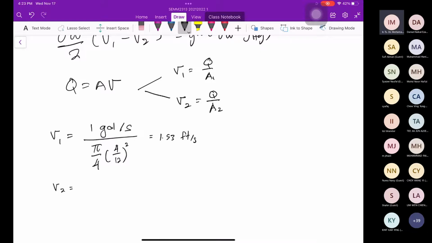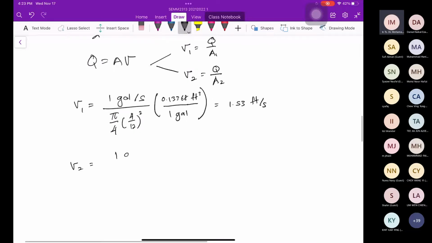And V2, sorry. This one, you must multiply with 1 gallon, you need to convert. Alright, because I want cubic feet per second. Okay, 1 gallon equivalent to 0.13368 feet cube. You will have the answer 1.53 foot per second.